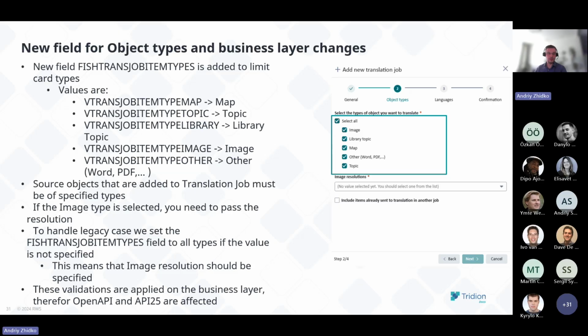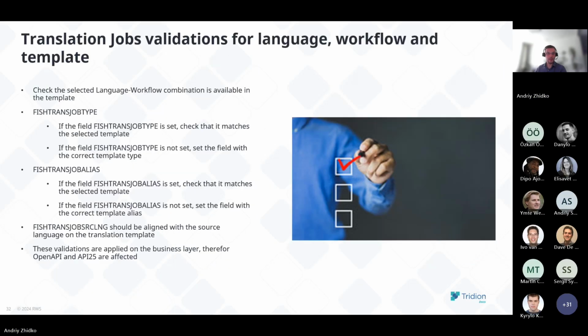And yeah, as I mentioned, this is a business layer change, so it means that both APIs are affected, so SOAP and Open API. There are also other changes on the business layer, and previously a lot of these validation rules were done in the ASP.NET code for the translation job, so basically in the UI. And we moved this validation to the business layer, and both public APIs will benefit from it.